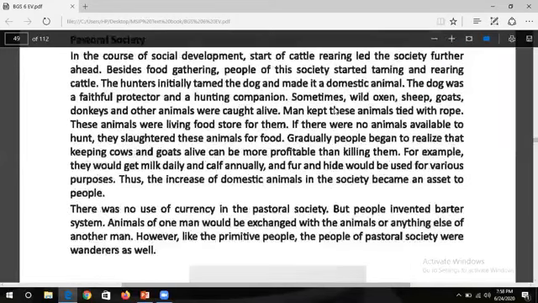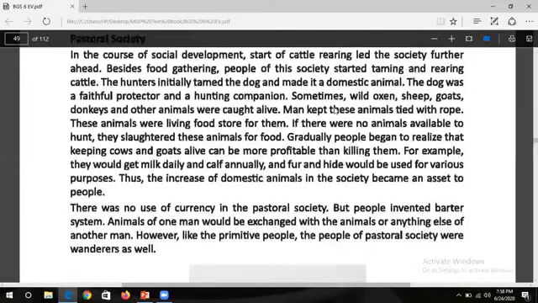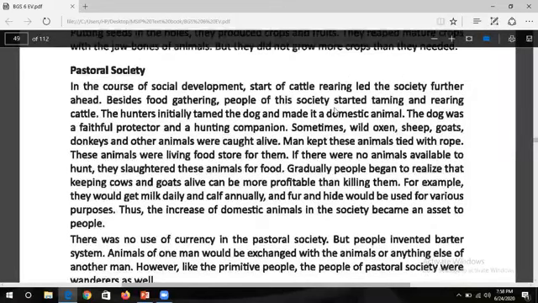Pastoral society. In the course of social development, the start of cattle rearing led the society further ahead. After knowing how to cultivate, men started farming, cattle farming, rearing cattle.